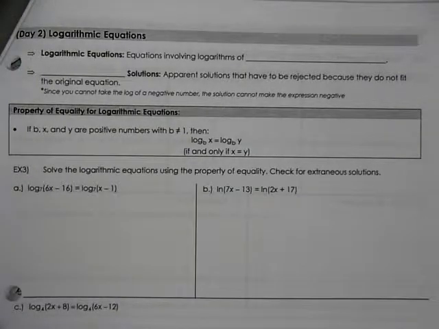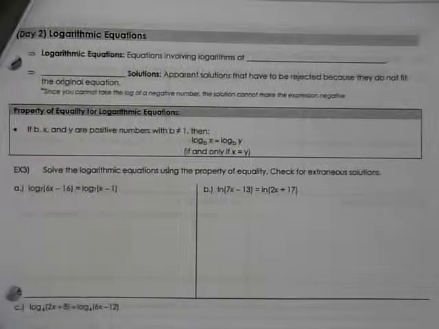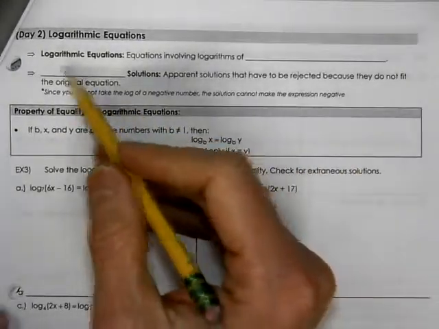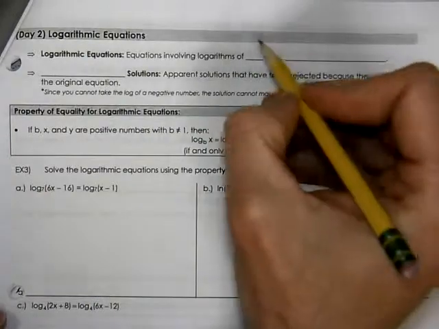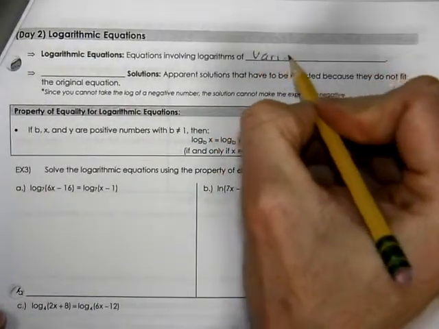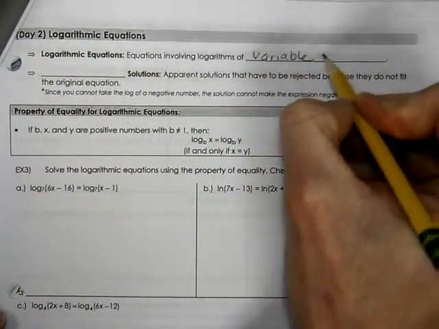This is Algebra 2 with Trig 7.6, Day 2. We'll be solving logarithmic equations. A logarithmic equation is an equation involving logarithms of variable expressions.